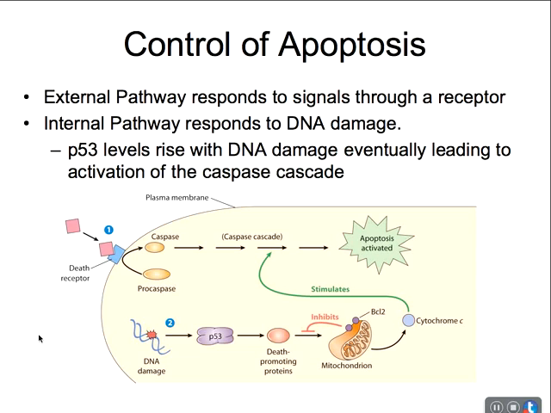So it's a way of saying the mitochondria is breaking down. We know that the mitochondria breaking down means there's likely to be DNA damage. Therefore, kill off this cell through apoptosis. So P53 levels rise with DNA damage, eventually leading to the activation of the caspase cascade through this cytochrome C molecule.